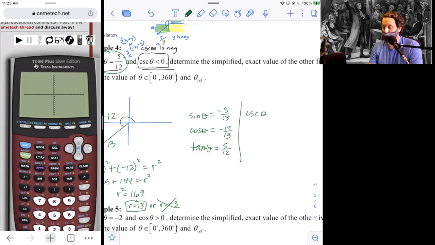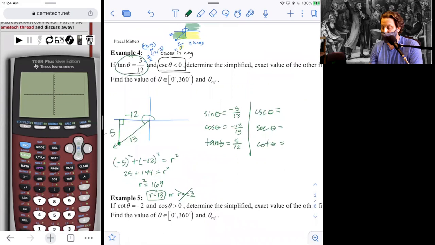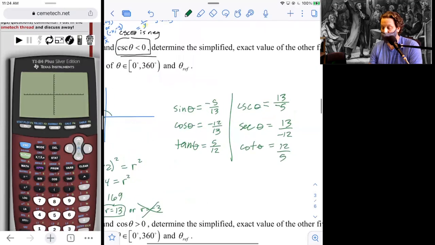Cosecant of theta, secant of theta, cotangent of theta. Always in that order, and don't forget your theta. Cosecant now is r over y, so that's 13 over negative 5. That is the reciprocal of the sine. Secant is r over x, so that's 13 over negative 12. That does end up being the reciprocal of cosine. And cotangent is x over y, so that's going to be positive 12 over positive 5 because the negatives divide out.